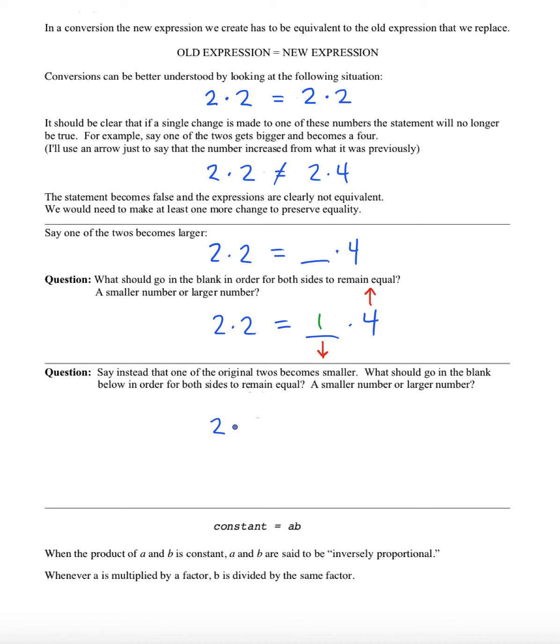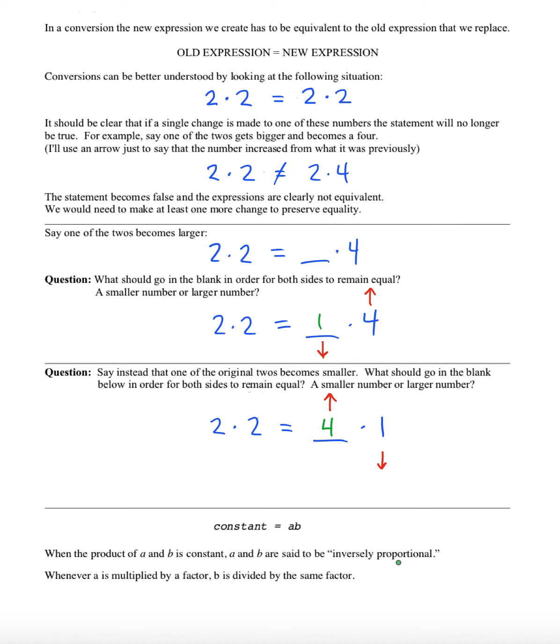Now let's look at the opposite. What if instead of increasing that last 2, let's say we decrease it, make it a 1. What should happen to its friend? Should it go down because the other element had decreased? Or should it actually increase in order to preserve equality? It has to increase in order to compensate for the decrease in the other element.